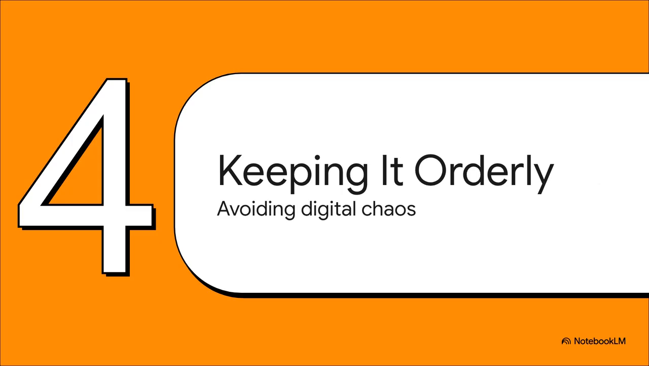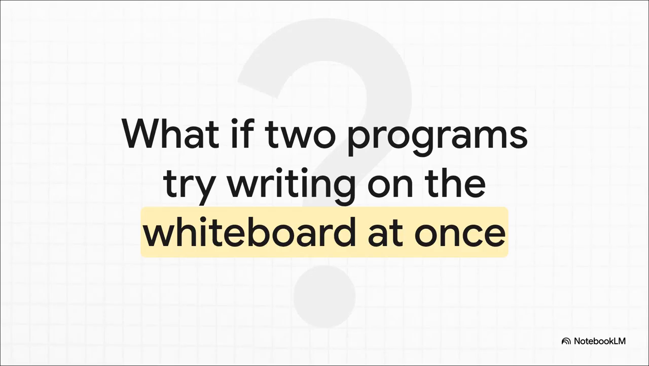Okay, so this is all great. We have apps talking to each other, but this creates a whole new problem. With all these conversations happening at once, how do you stop them from talking over each other and just creating total digital chaos? Let's go right back to that whiteboard analogy. What happens if both programs burst through the door at the exact same millisecond and try to write on the exact same spot on the board? You just get gibberish, right? An unreadable mess? In computing, that's what we call a race condition, and it's a huge problem.